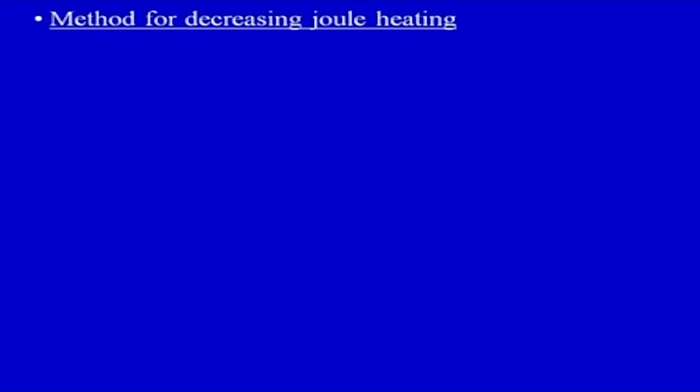Then there will be a decrease in viscosity of the buffer as the temperature rises or heat is generated, and as the viscosity decreases, there will be a reduction in the resistance of the medium. So, there are several effects which will occur when heating occurs, and they will affect the electrophoresis run. Now, there are methods for decreasing this heating.